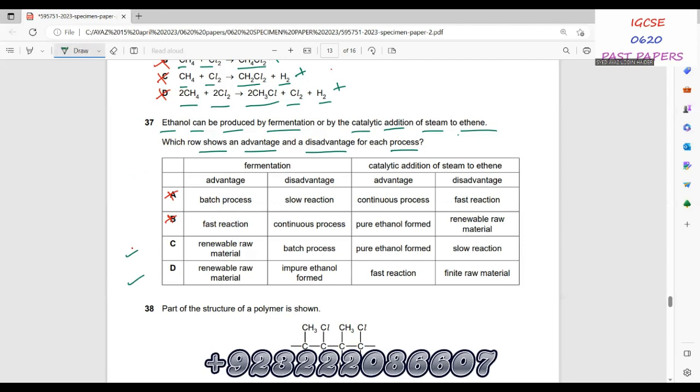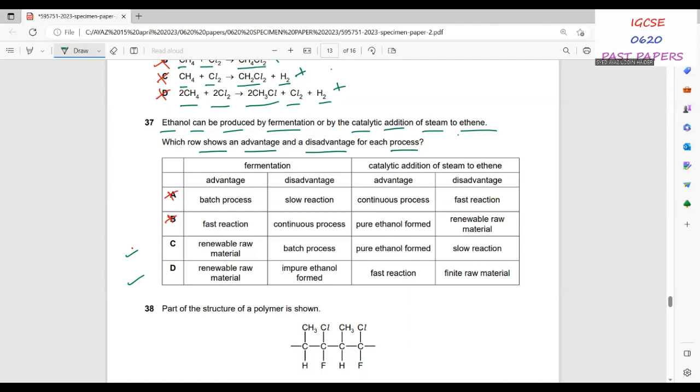In both the C and D choices, the advantage they are showing for fermentation is that both involve the usage of renewable raw material. But fermentation is not a batch process. So automatically choice D will be the correct one. Because if you look on the right hand side, that is catalytic addition of steam to ethene, it is a fast reaction, and you have finite raw material. The raw material involved is finite, which means it is limited. So D will be the right choice.